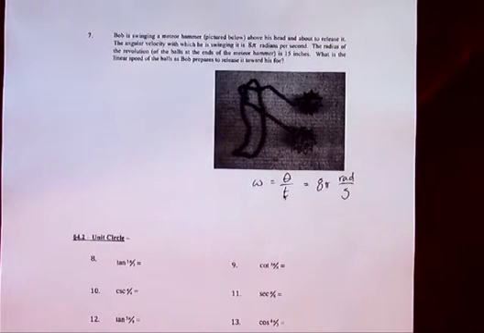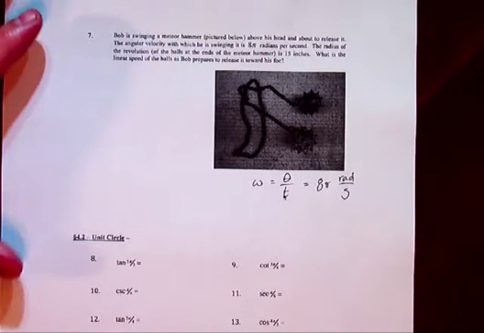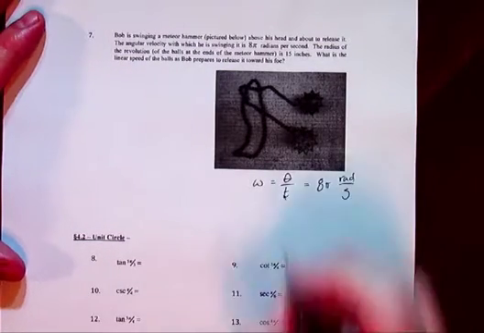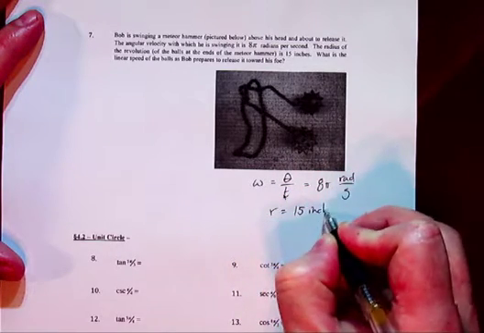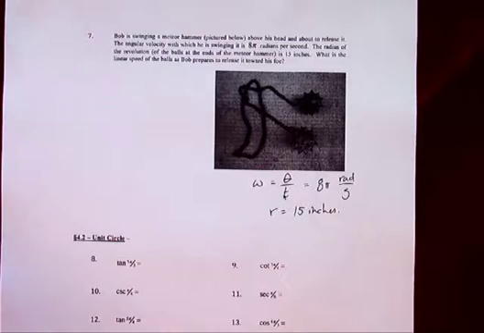The radius of revolution of the balls at the end of the meteor hammer, so basically from where he grabs it to the end of the spinning meteor hammer, is 15 inches. So we know that the radius is 15 inches. What is the linear speed of the balls as Bob prepares to release it towards his foe?